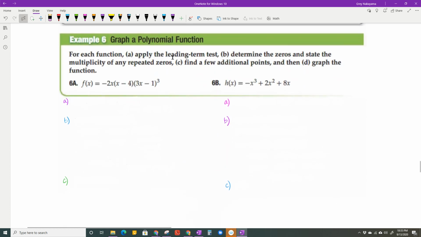They want us to apply the leading term test, determine the zeros, and state the multiplicity of any repeated zeros. Find a few additional points and then graph the function. So I'm going to talk to you about how to do this. The factoring goes all along, but when you have to do these problems in Delta Math, you have to be able to plot some points. So that's part of graphing polynomial functions.